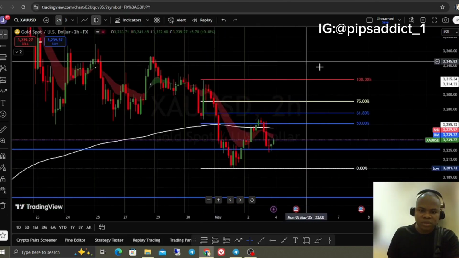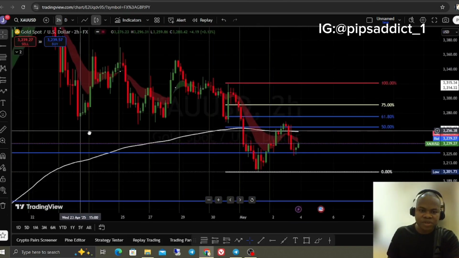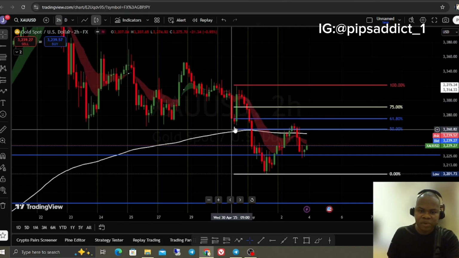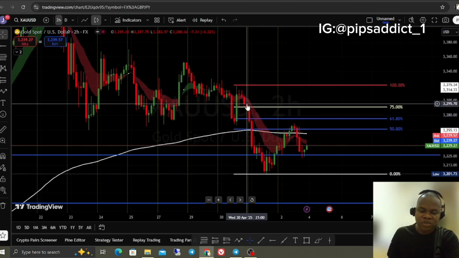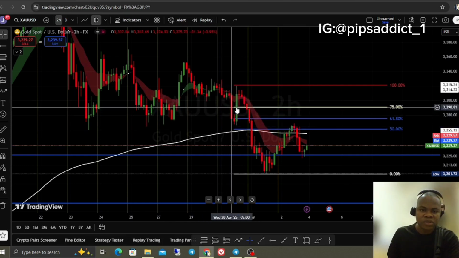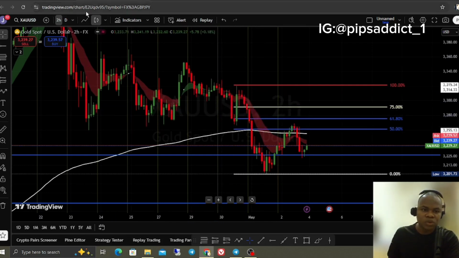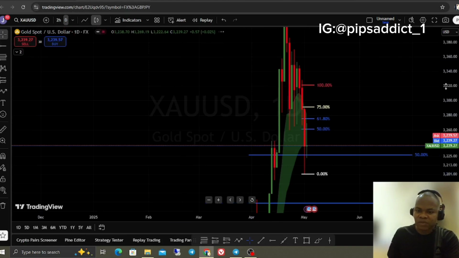Gold has been ranging, but I missed a sell opportunity right here. I'm not really bothered about that because I shouldn't have even taken it anyway, but still a good one. So let's go to the daily time frame and see what's happening there.